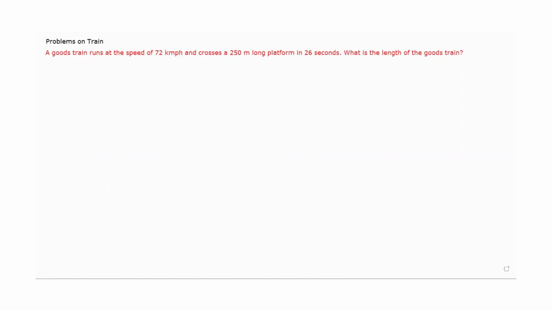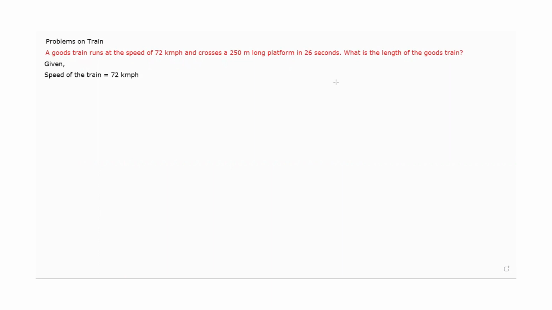A goods train runs at the speed of 72 km/h and crosses a 250 meters long platform in 26 seconds. What is the length of the goods train? Answer: to find the length of the goods train, we need to calculate the relative speed between the train and the platform. Given, speed of the train equals 72 km/h.